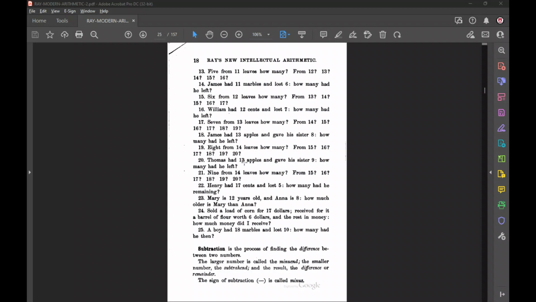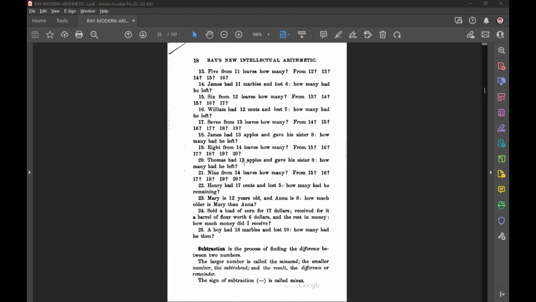When we do subtraction, the larger number is called the minuend. Say that. Minuend. That's the larger number, the number to be diminished, or that we take away from. The smaller number is called the subtrahend. Say that. Subtrahend. The result of subtraction is called the difference or the remainder. Remainder means the amount that's left behind.